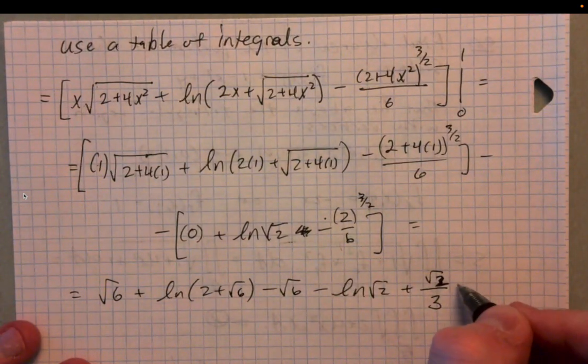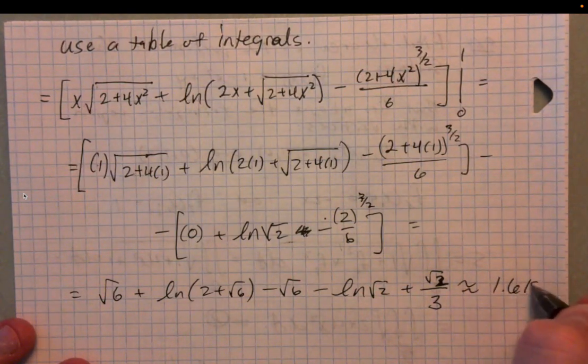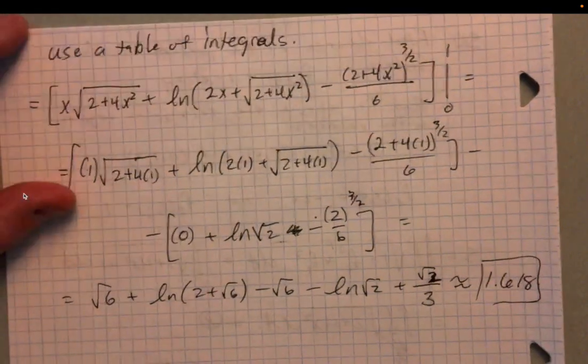And so that is approximately 1.618 when you plug it in. Okay, so again, this one wasn't too difficult. The region was relatively easy to work with. It was a simple kind of triangle, so pretty easy region. Let's take a look at another example.